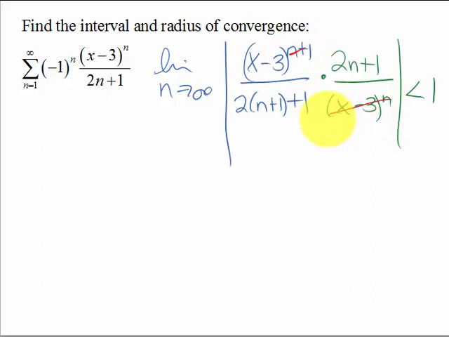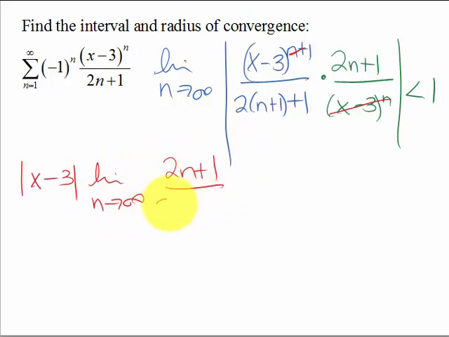Now let's go ahead and bring the x minus 3 out in front of the limit because it doesn't involve n. So we have absolute value of x minus 3 and then the limit as n goes to infinity of 2n plus 1 over 2n plus 3, because I went ahead and just distributed this through and then combined like terms, and we're interested in when that is less than 1.